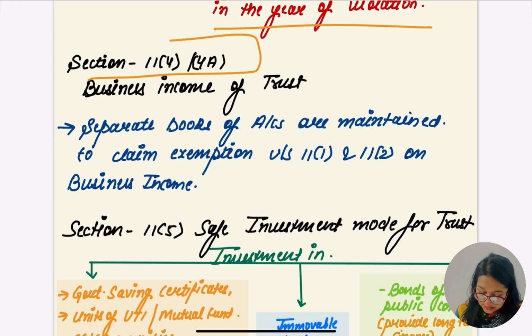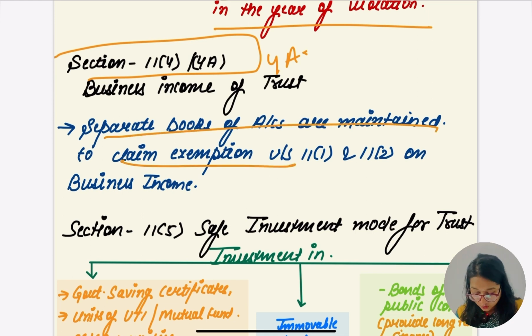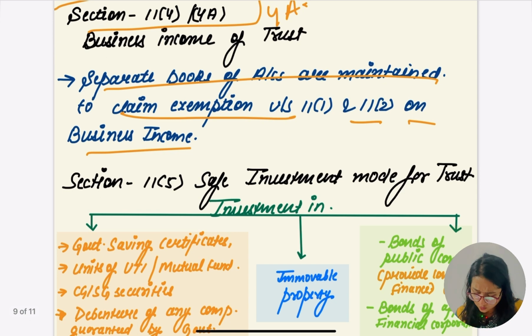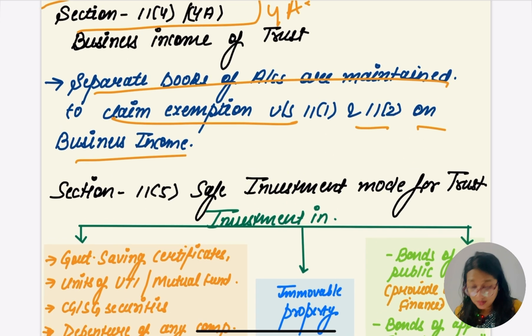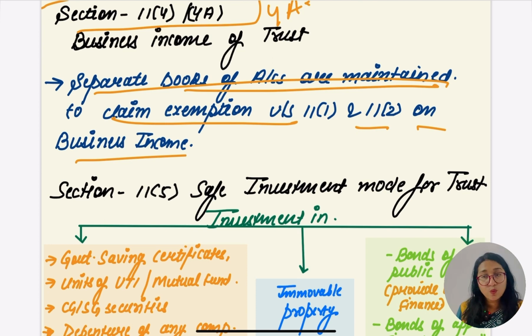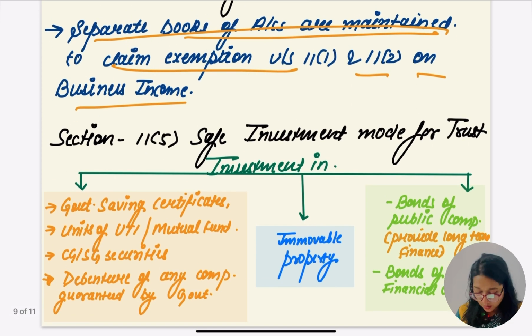Okay, let's go for section 11 subsection 4 and 4A, which is the business income of a trust. First of all, separate books of accounts must be maintained to claim the exemption under section 11(1) and 11(2) on the business income. This is also quite a simple thing. As I already mentioned, once the trust has crossed the basic maximum limit given for the exemption, in that case the trust has to maintain books of accounts to claim the exemption under section 11(1) and 11(2) on business income. This we already know.